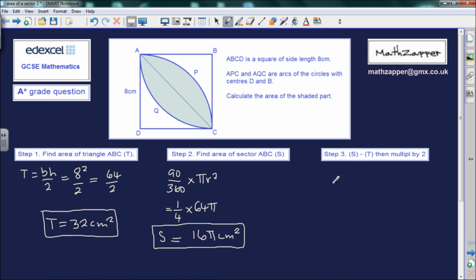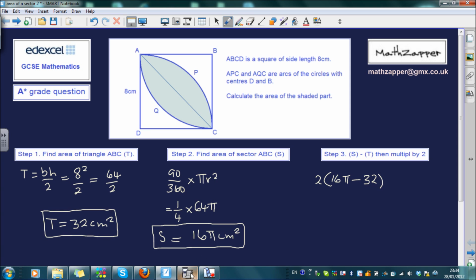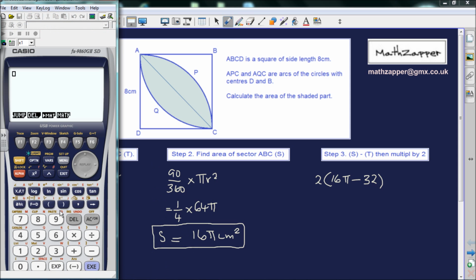And so for step 3, it's 2 lots of S minus T, so we can just simply write that down: 2 bracket S, which is 16 pi, minus T, which is 32, all multiplied by 2. So we need a calculator for this. And simply you can just put that straight into the calculator.